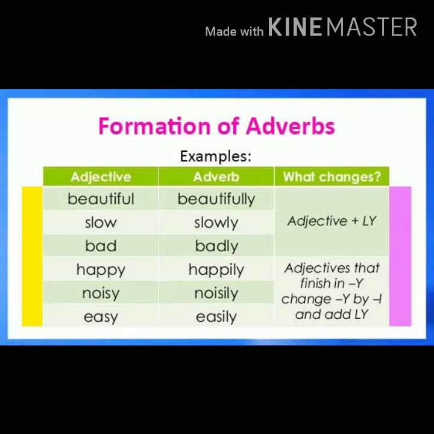Second rule is if the adjective ends in y, that means if the last letter of the adjective is y, then y is changed into i before adding the suffix ly. For example, happy. Y is the last letter, so it will be changed into i and then ly will be added. So the spelling of happily will be h-a-p-p-i-l-y. Same with the word noisy, adjective noisy. Y will be changed into i and then ly will be added. So the spelling of the adverb noisily will be n-o-i-s-i-l-y.